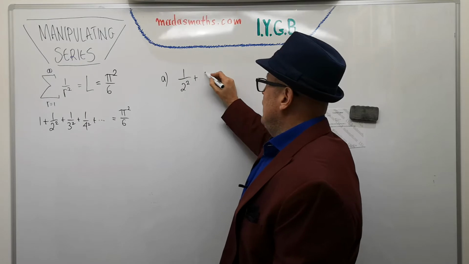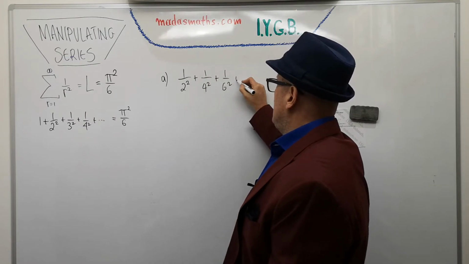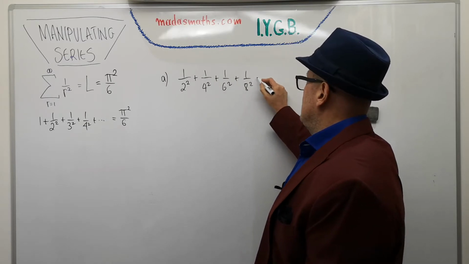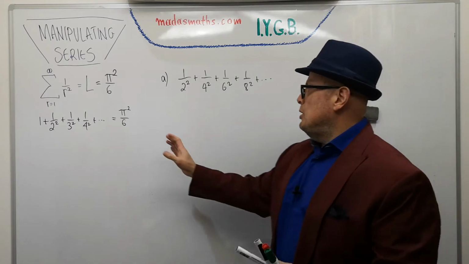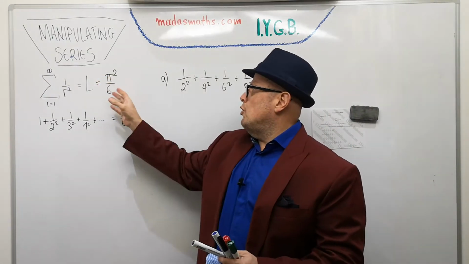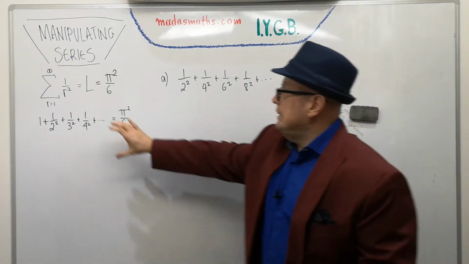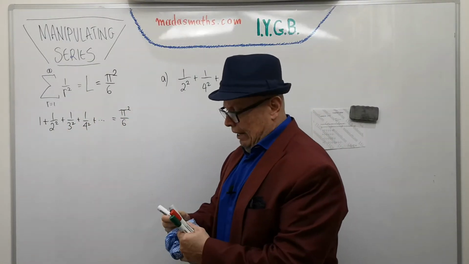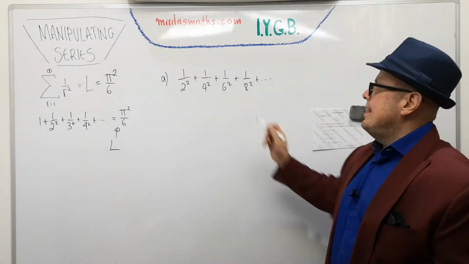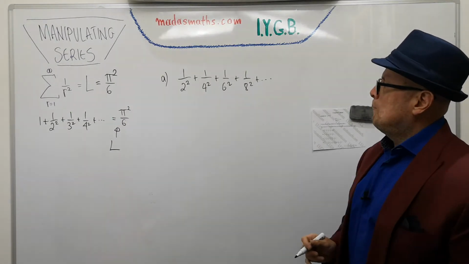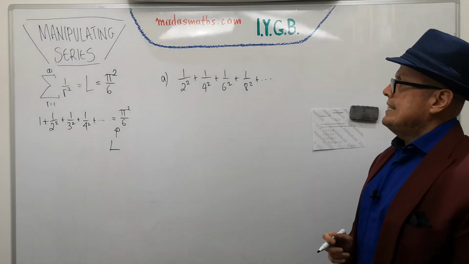1 over 2 squared plus 1 over 4 squared plus 1 over 6 squared plus 1 over 8 squared plus dot dot dot forever. We're going to be using L, where L is, of course, pi squared over 6, but we're going to give the answer in terms of L. So if that particular answer is L, then what is that?